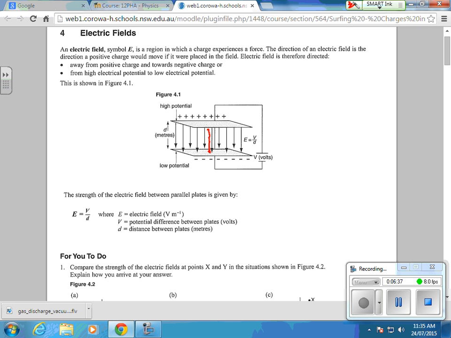In that journey, where will it have its minimum potential energy? At the end. It will move to its area of lowest potential. So if I take a charge off this plate and want to move it back that way, I'm going to have to do work on it. Aren't I? Work is?